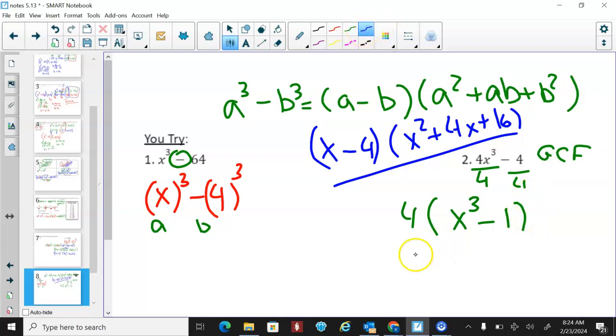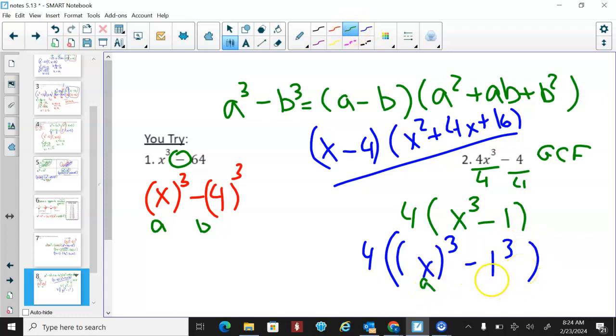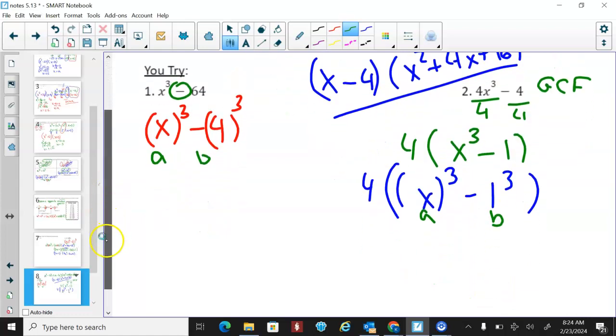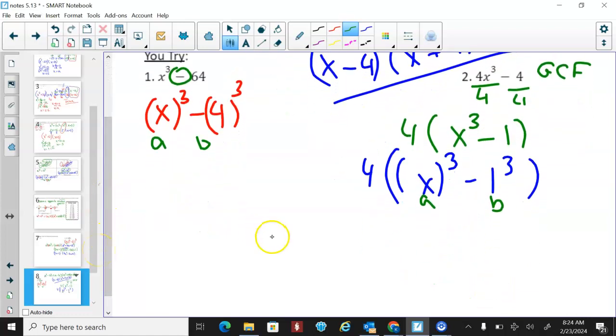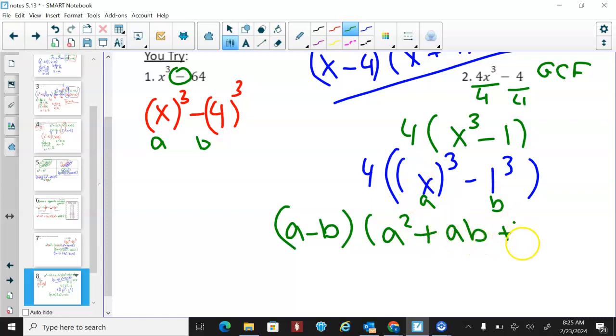Now I can replace that, the 4 is on the outside, with x cubed minus 1 cubed. This is what it's going to look like. So again, this is your a, and this is your b. Now this is a negative again, so this is going to be a minus b. And here you're going to have a squared plus, which is the opposite, ab, and always plus b squared.